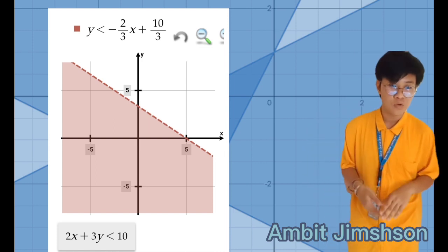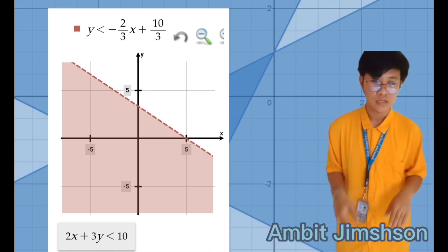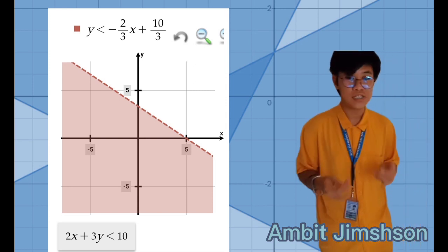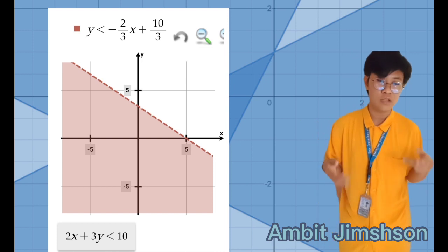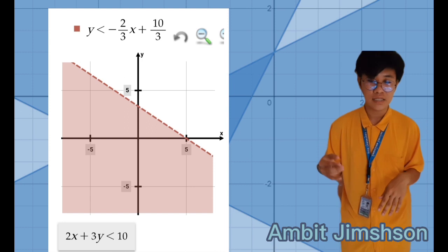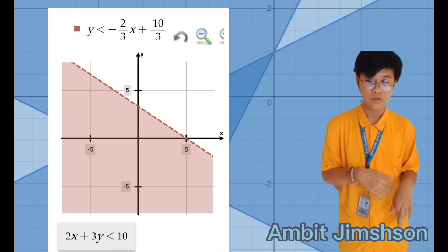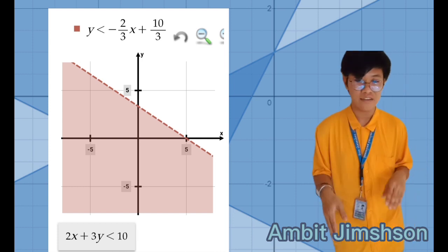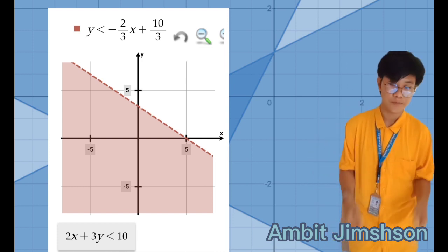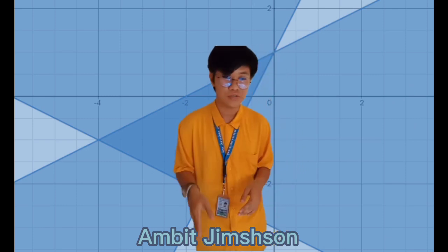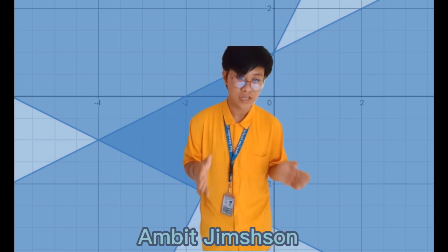It is important to note that the boundary line itself is not part of the solution. The solution consists of all the points below the line. If the inequality symbol had been less than or equal to, or greater than or equal to, the boundary line would have been included in the solution. In summary, linear inequalities allow us to describe regions in the coordinate plane where certain conditions are satisfied.